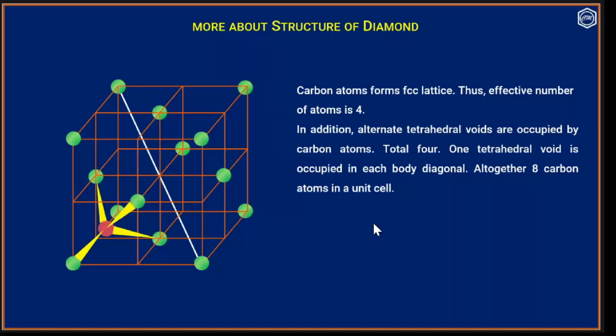And this is the body diagonal. Each body diagonal contains 1 carbon atom. Here there is 1, 2, 3 and 4. Altogether there are 8 carbon atoms in a unit cell of diamond.